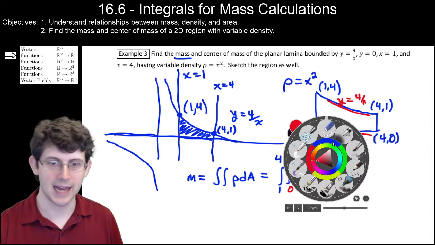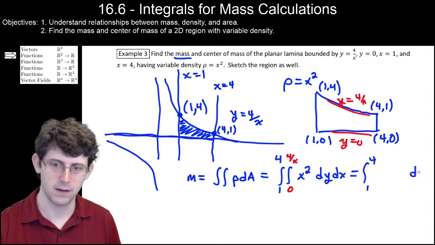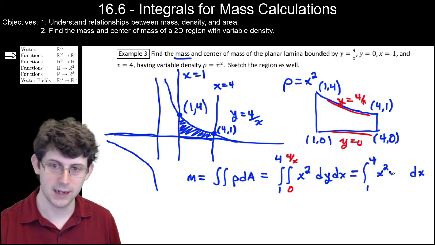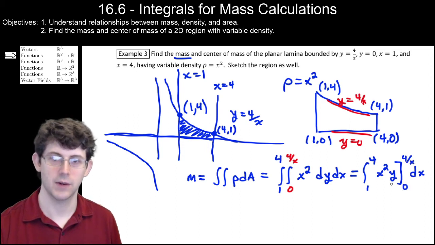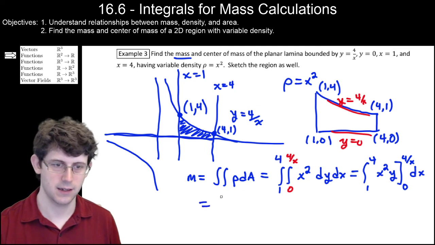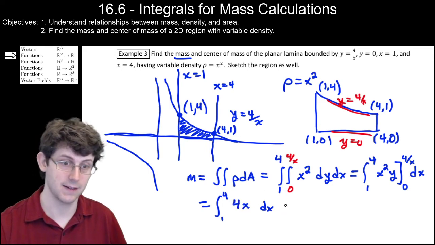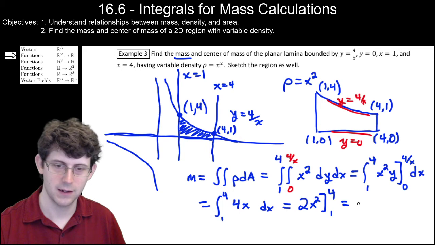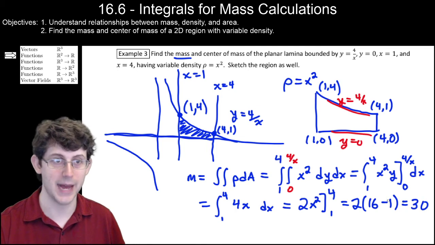This integral will give us the mass of this object. So first I'll do the inner integral. The outer integral is just going to sit there. X squared is a constant, so its integral with respect to y is x squared y. The bounds are from 0 to 4 over x. When I plug those in for y, this other integral is sitting here waiting for us. I plug in 4 over x, so it cancels one of the x's, and I get the integral of 4x dx. Well, the integral of 4x dx is 2x squared from 1 to 4. So I plug in 4 and plug in 1, and the final answer here is that the mass is 30.